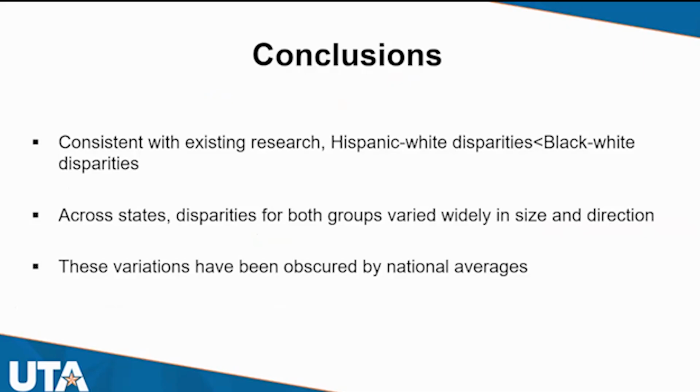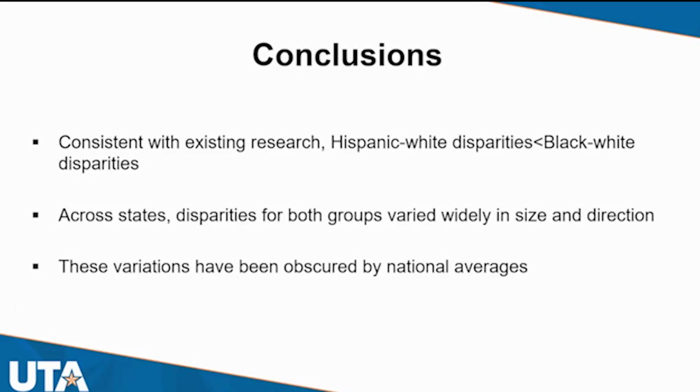So my conclusions are that, consistent with existing research, Hispanic-white disparities are quite a bit smaller than Black-white disparities. Across states, disparities for both groups varied widely in size and direction. Caregivers of white children reported more access difficulties and unmet mental health needs in some states, and caregivers of Black children and Hispanic children reported more of these difficulties in other states. Several states, surprisingly, had quite notable reverse disparities, where white children were having more difficulty accessing mental health care.